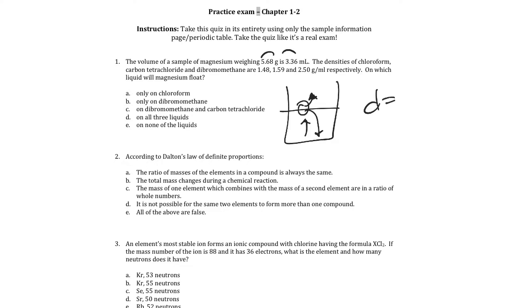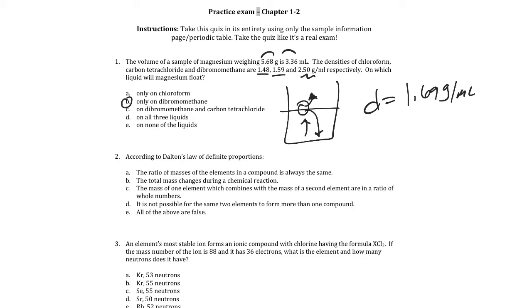So what we want to do here is calculate the density of magnesium. We take its mass, divide by its volume, works out to 1.69 grams per mL. And so this magnesium should sink in the first 2 liquids and then float on the third. So it's going to sink in the first 2 and only float on dibromomethane.